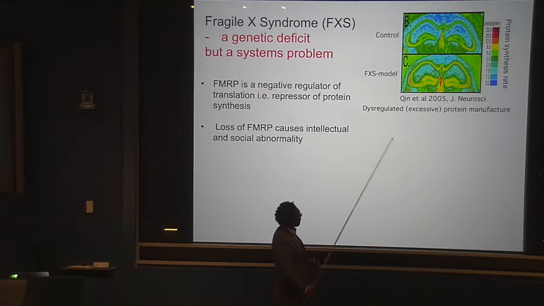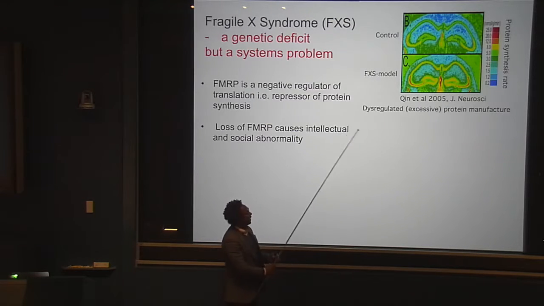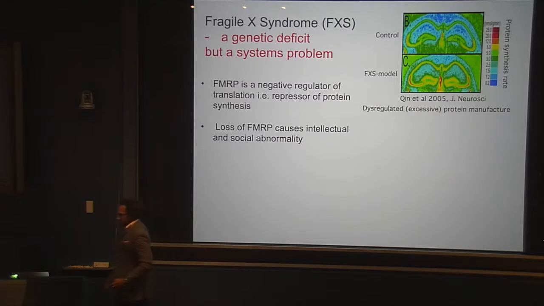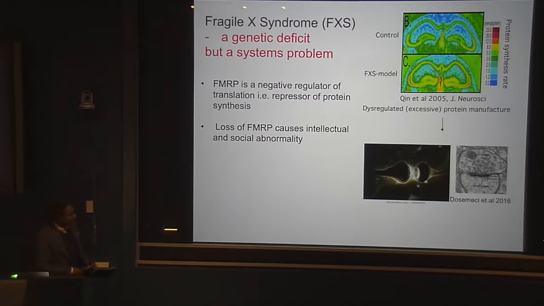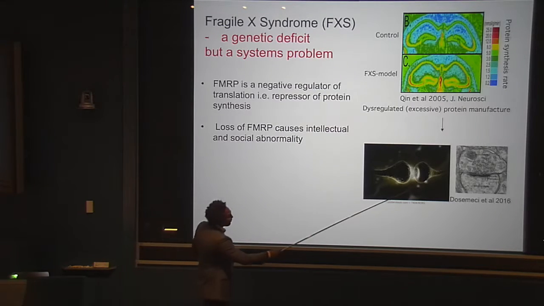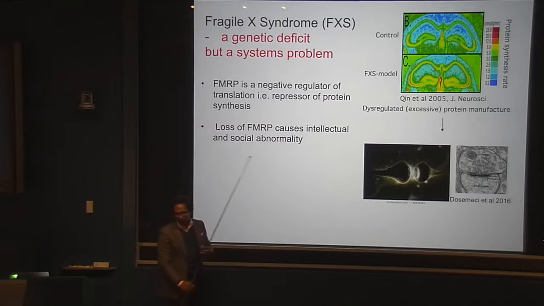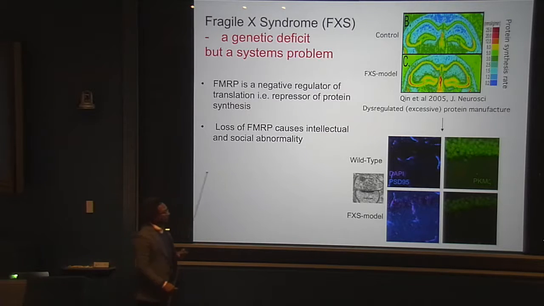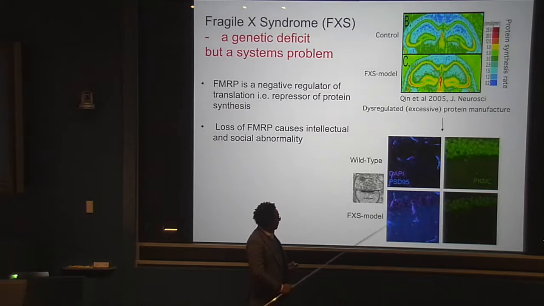This is just a slide that shows if you measure how much protein gets synthesized in this region of the brain, the hippocampus, there's a lot more being manufactured in the knockout mouse, the Fragile X model. In particular, the proteins are being manufactured here at synapses, cartooned like this, and this is what one actually looks like in cross-section. And you can actually measure some of these proteins as an indicator. Postsynaptic density 95, for example, we can measure, and we can see that there's more of it here in the Fragile X model.